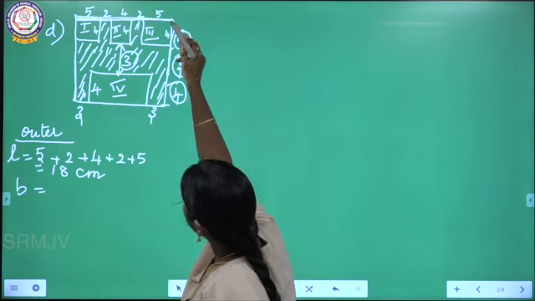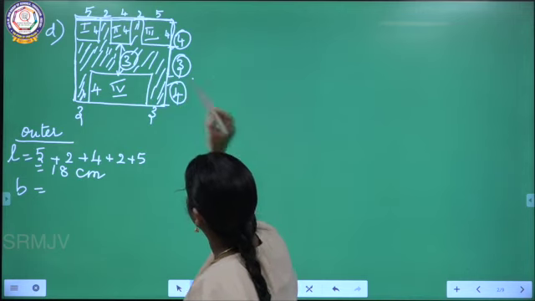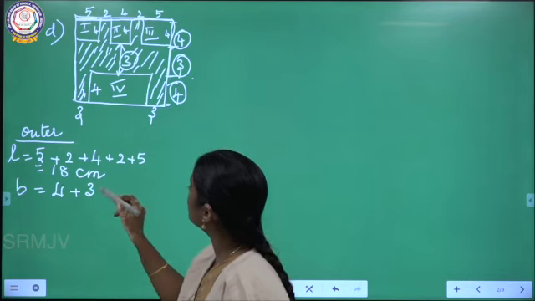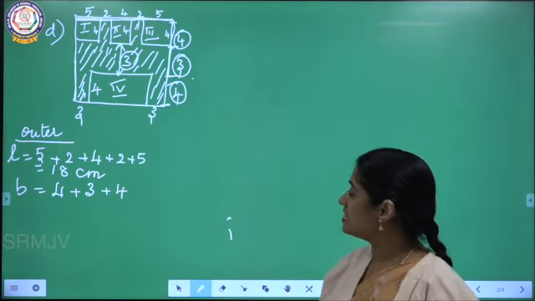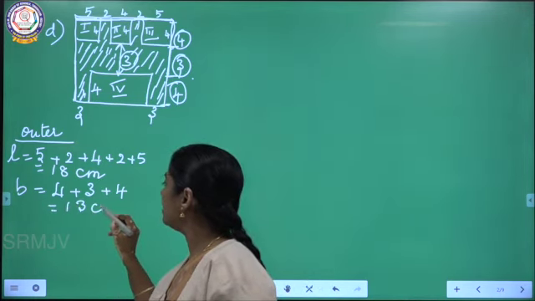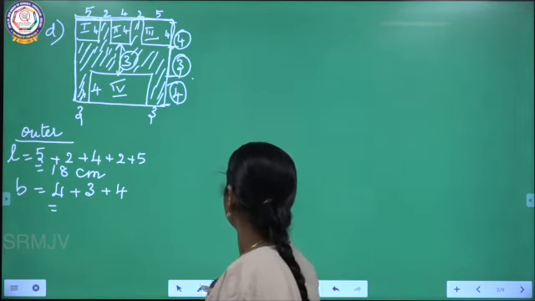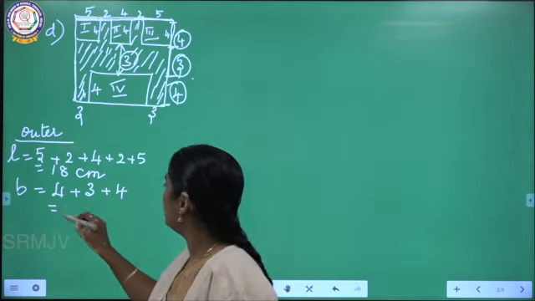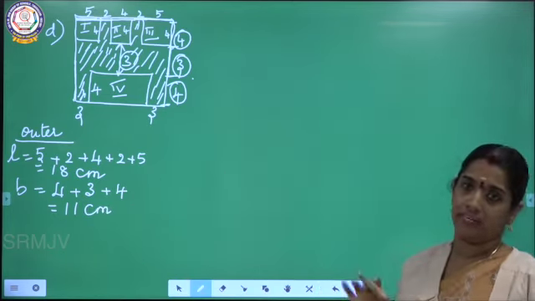So if the line segment from here to here is what? 4. And from here to here is what? 3. And from here to here is what? 4. So I am going to add this 4 plus 3 plus 4. 4 plus 4 is 8. 8 plus 3 is what? 11 centimeter. So I can find out for the outer.